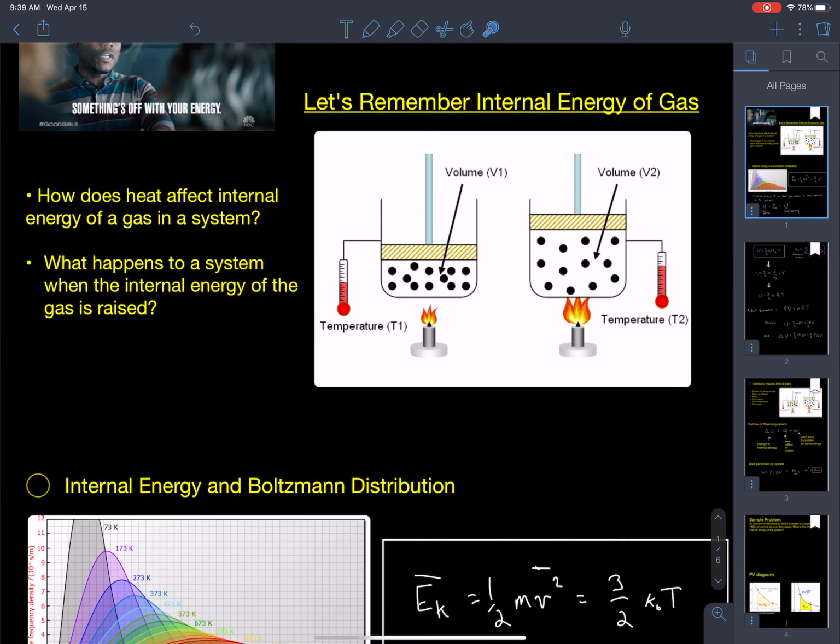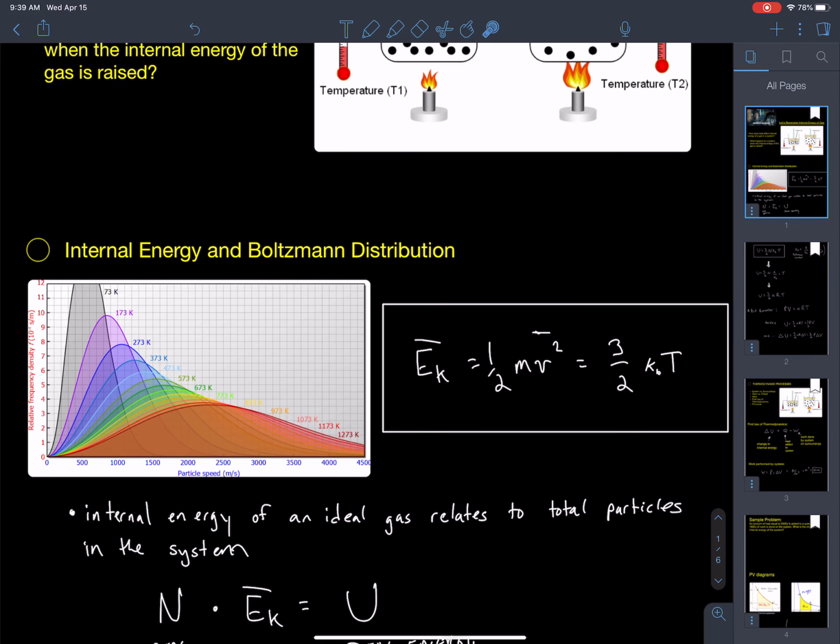So first of all, let's go back and think about internal energy in terms of the Boltzmann distribution. This was in chapter 3. A Boltzmann distribution gives you the distribution of all the kinetic energies, or actually the particle speeds, of a particle, which relates to the kinetic energy in a material as a function of temperature. And if you remember, as you heat up, you're going to make that distribution wider, so the frequency of particles goes down.